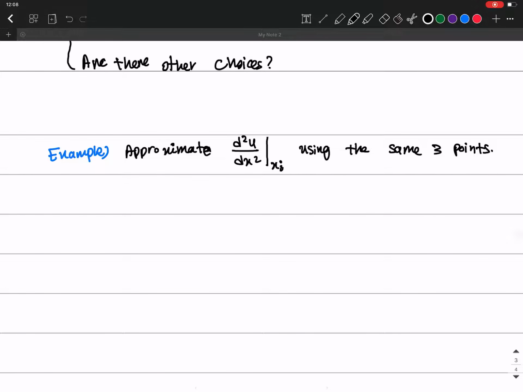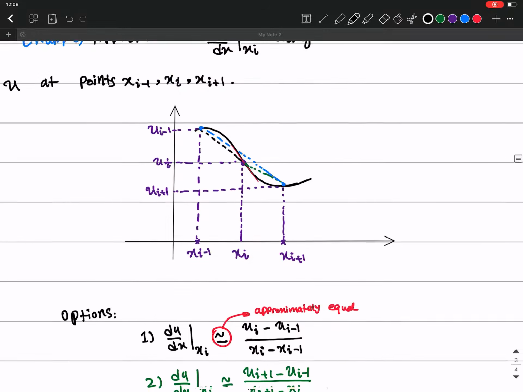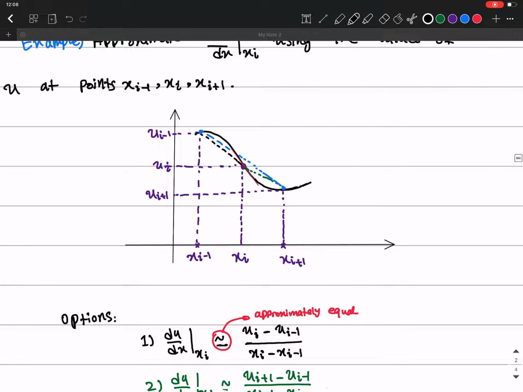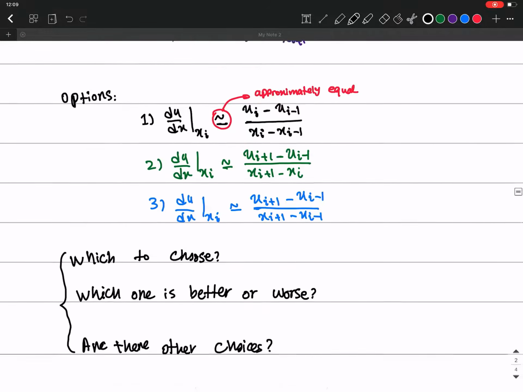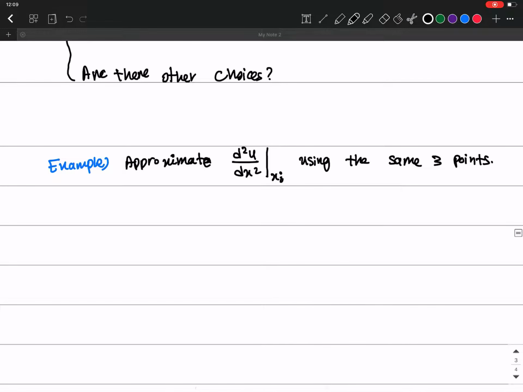So let's see how we can do this. We want to approximate the second derivative of u with respect to x, where this is x and this is u, at xi. In the previous example, we did it for the first derivative, and now we want to do it for the second derivative. So let's see what d square u over dx square is.